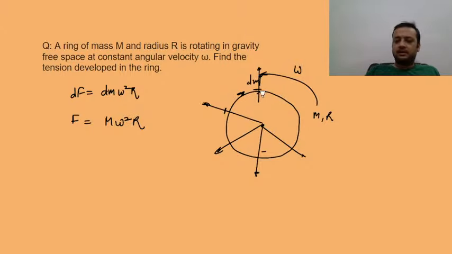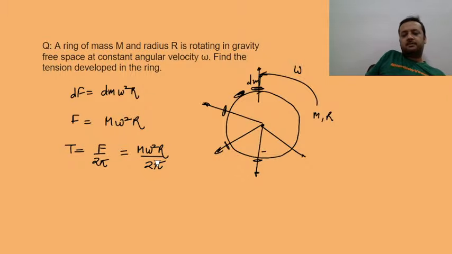This is the total sum of the magnitudes of the force which is acting on each element. Since this force is distributed uniformly, whatever force this element is experiencing, the same force is experienced by every other element. So we can say that the tension developed will be F upon 2 pi, that is m omega square r upon 2 pi. So this will be the value of the tension developed in this ring. I hope you have understood. I have taken one or two more questions.